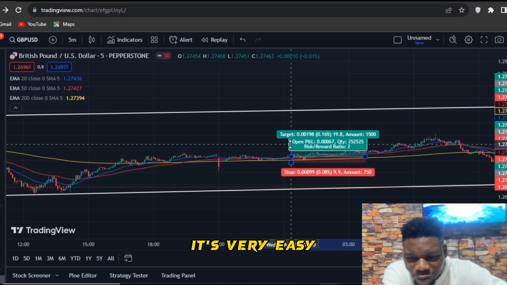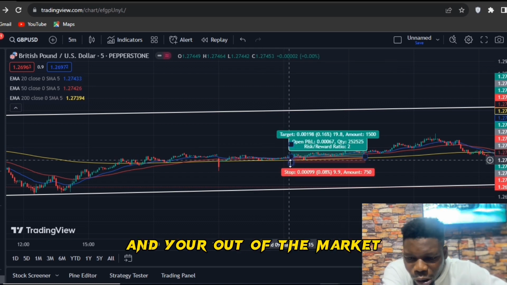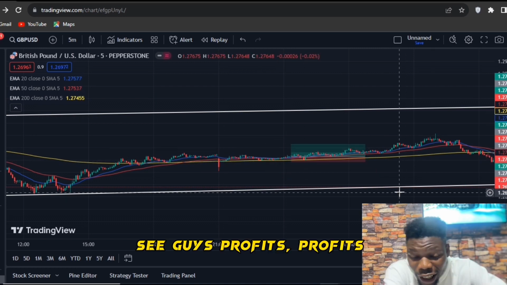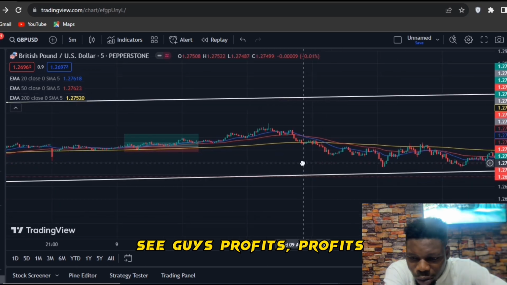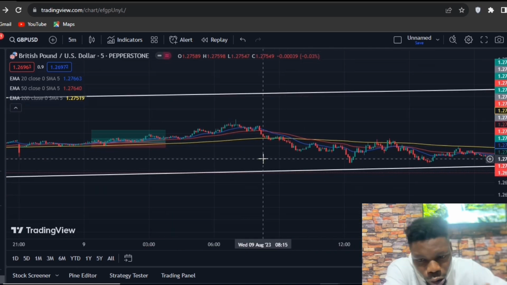Very easy. Get your 1 to 2 and you have to remarket. See, we got our 1 to 2 smooth, very smooth. See, guys, profits. We've seen 4 wins or 3 to 4 wins, and we've had 1 loss. I don't know why there's a loss.